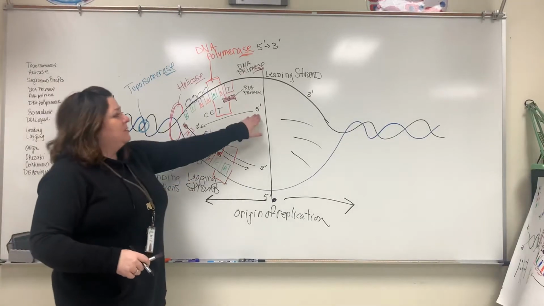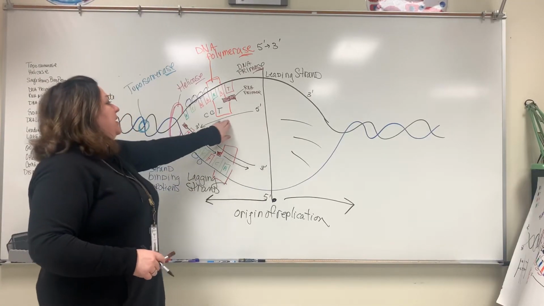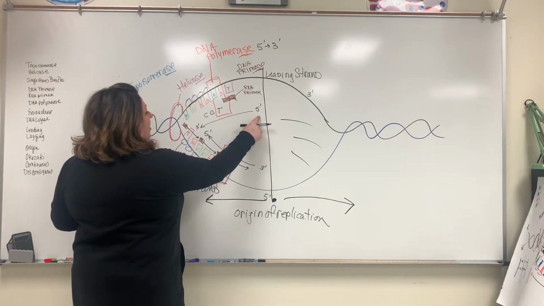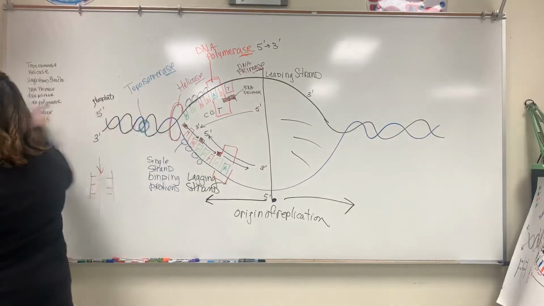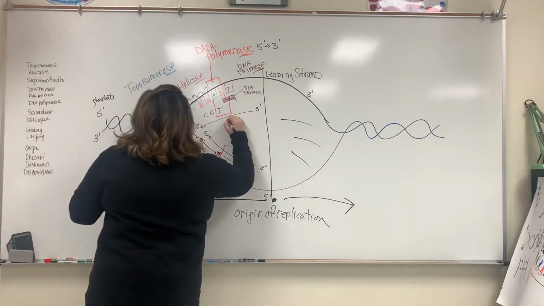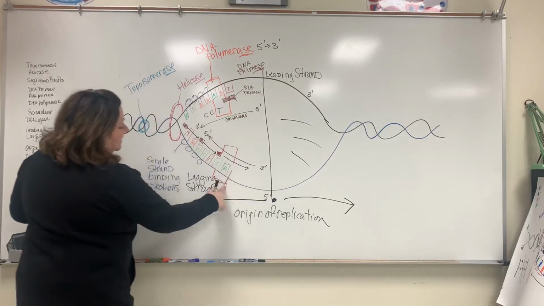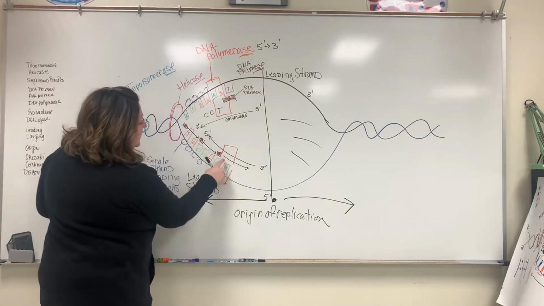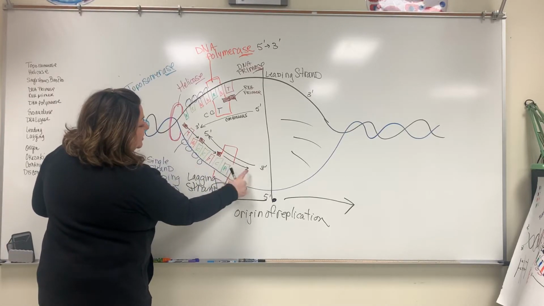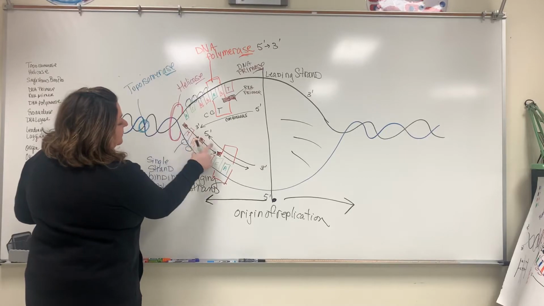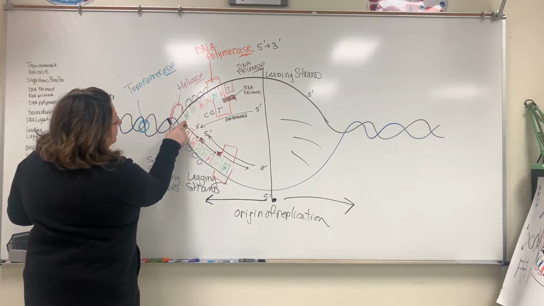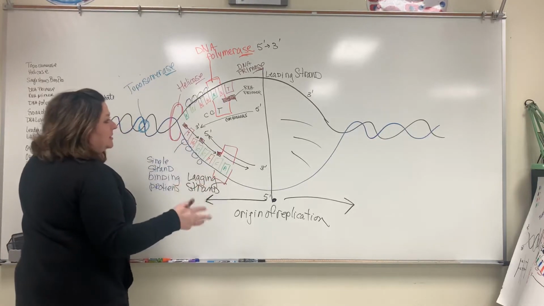So this one is what we call continuous because it starts 5' to 3' and just goes along, zooms down. This is discontinuous because it starts here, goes for a little bit, stops. Starts here, goes for a little bit, stops. Starts here, goes for a little bit, stops. So it's called discontinuous.